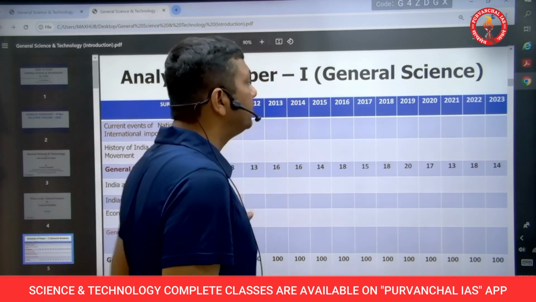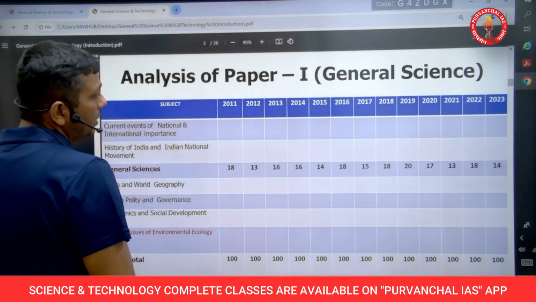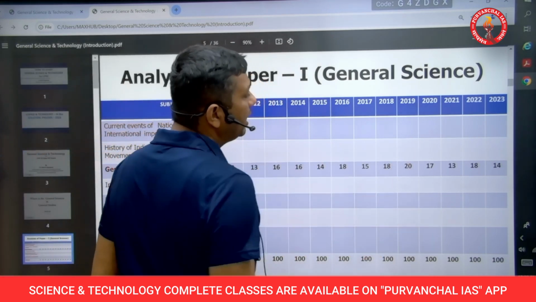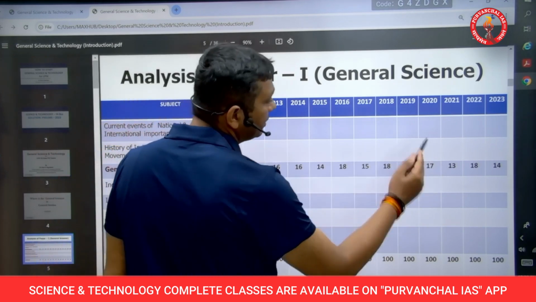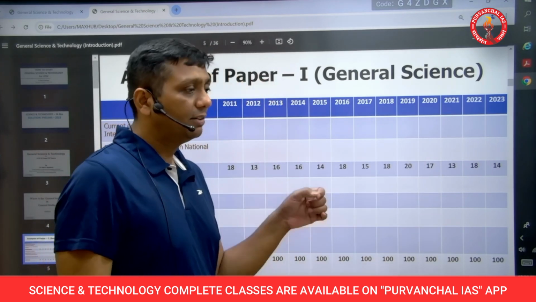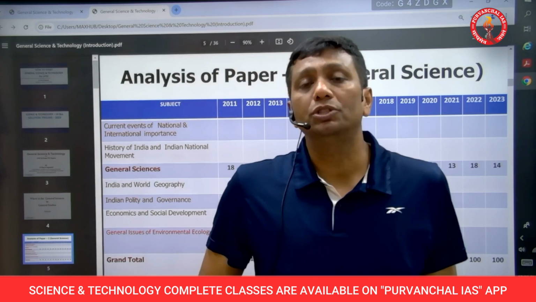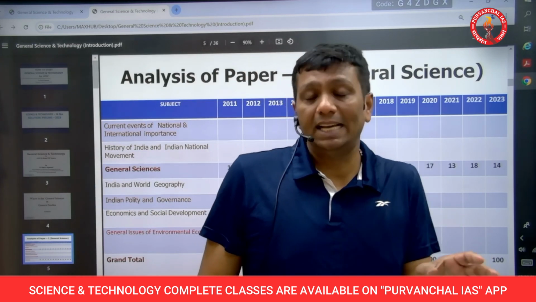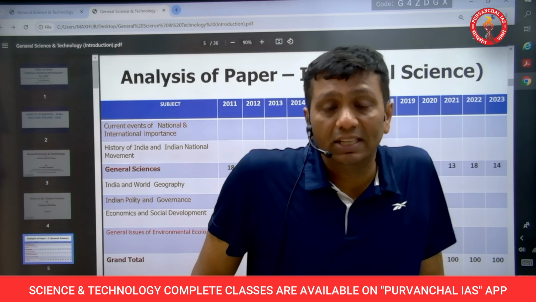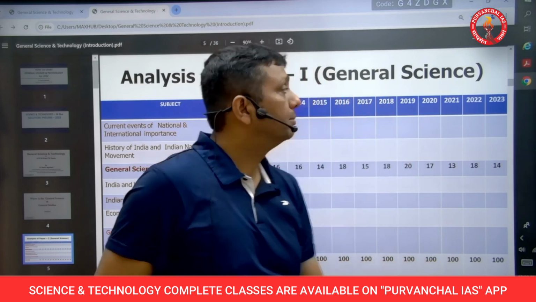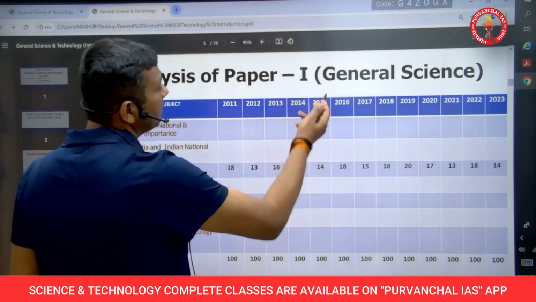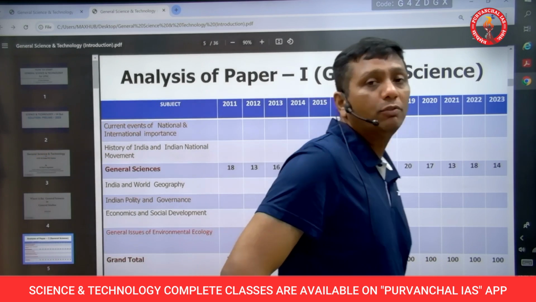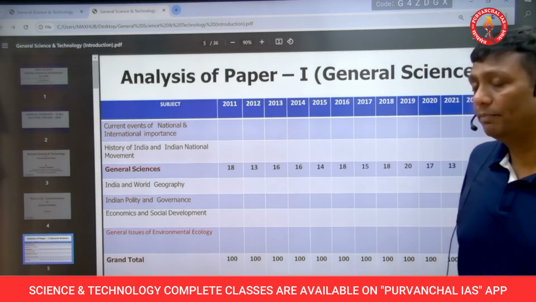In these years of UPSC question papers, guys, the maximum number of questions you will get is 20 and the minimum number of questions you will get is 13. Even in 2024, UPSC has 16 questions in your paper from science, from the general science, as it is mentioned in your official syllabus for your prelims examination. So in general science paper 1, the number of questions ranges from 13 to 20.